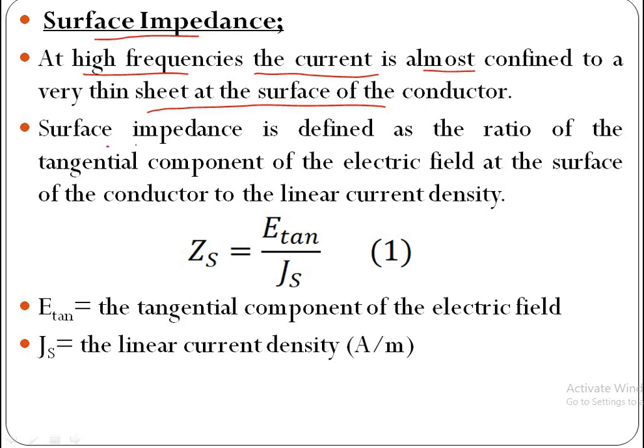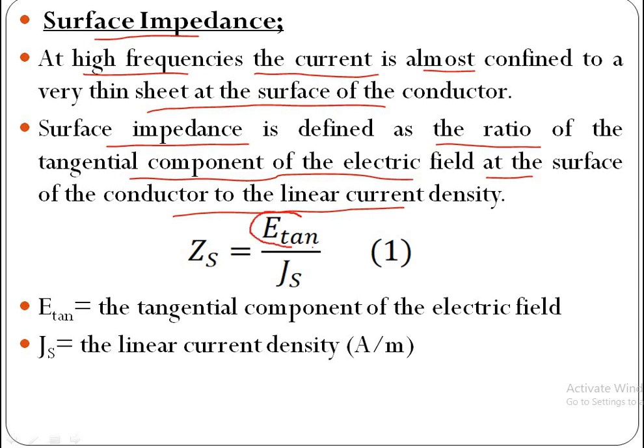The surface impedance is defined as the ratio of the tangential component of the electric field at the surface of the conductor to the linear current density. Once again, it is the ratio of the tangential component of electric field at the surface of the conductor to the linear current density.